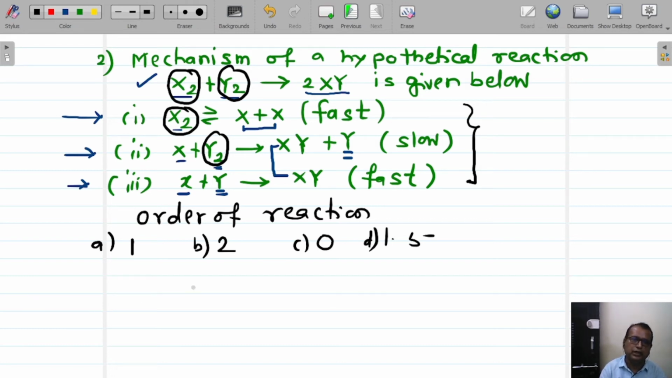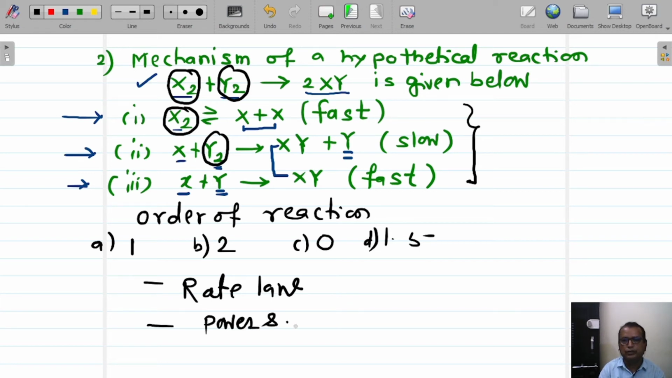After writing the rate law, the powers of the reactants in the rate law give the order. The powers are important, but here the rate law is not given to you. You must write the rate law first. For rate law, you know that rate is determined by the slow reaction.